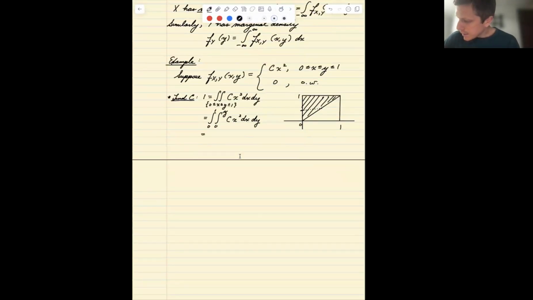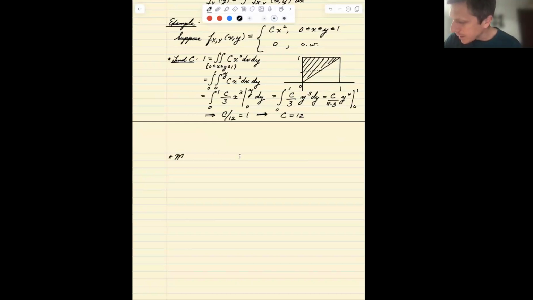Okay. So this is the integral from 0 to 1 of c over 3, x cubed from y to 0, dy. So it's c over 3, y cubed, dy. So this is going to be c over 4 times 3, y to the 4th, from 1 to 0. So then this tells us that c over 12 equals 1, and therefore c has to equal 12.